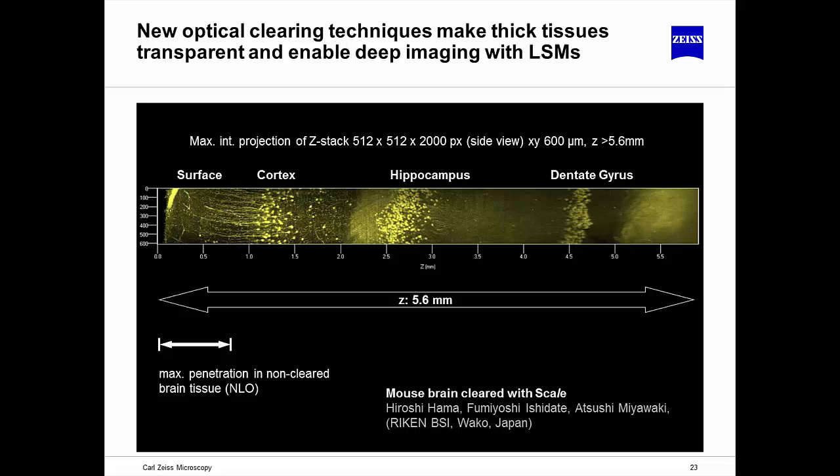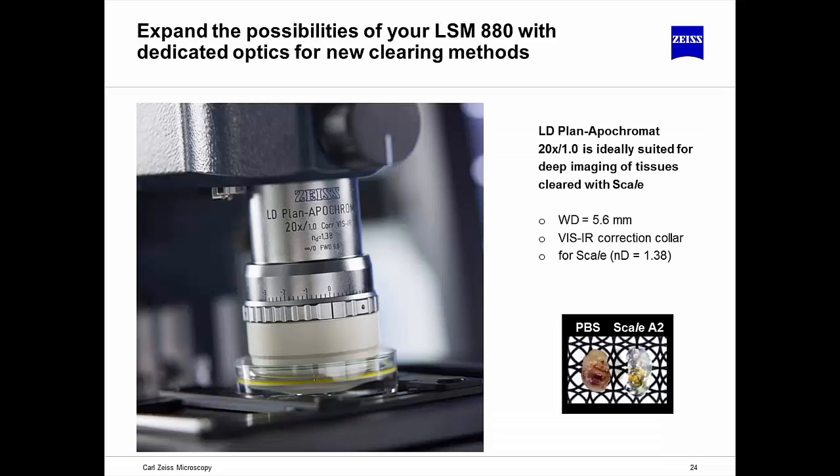These stacks are very impressive, but in order to get the most out of them you need a very high NA and a high working distance. And this is what we've now made available recently with the LD Plan Apochromat 20x 1.0 NA lens. This is a lens specifically designed for scale use with a correction collar, but primarily designed for a refractive index of 1.38 with a 5.6 millimeter working distance, and most importantly, not just corrected for, say, IR, but also for the entire visible range.